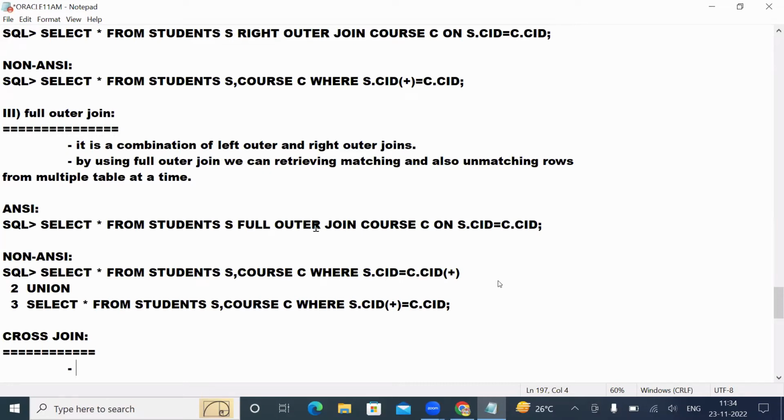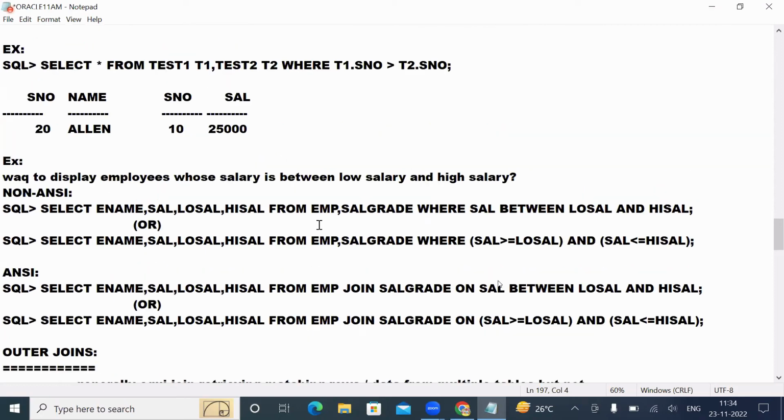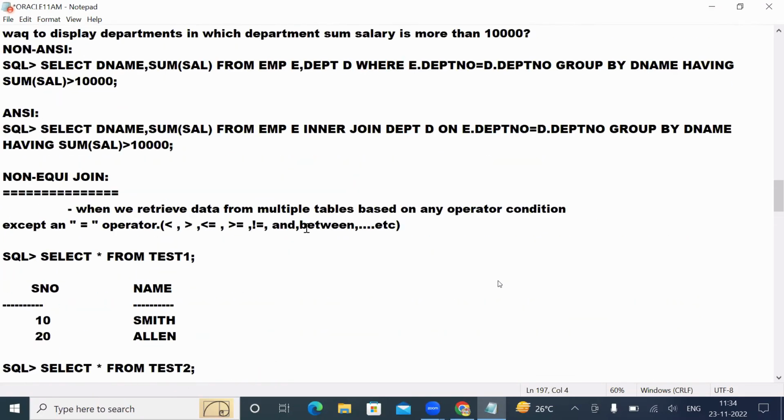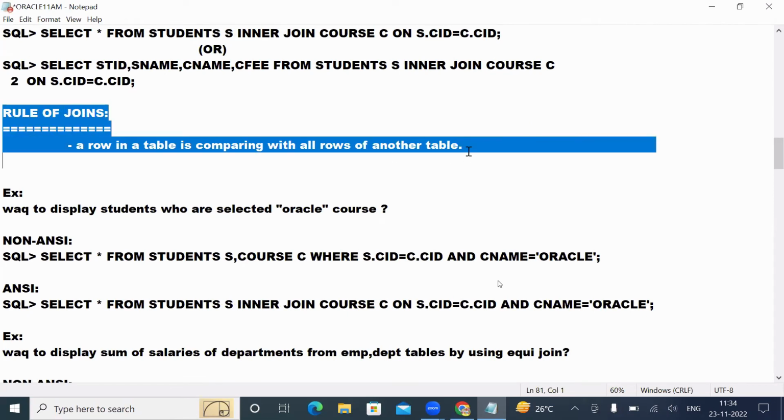Can you see, guys, here? I gave one rule at the starting level: the rule of joins. What is the rule of joins? A row in a table is compared with all rows of another table. So this is actually our rule of joins.